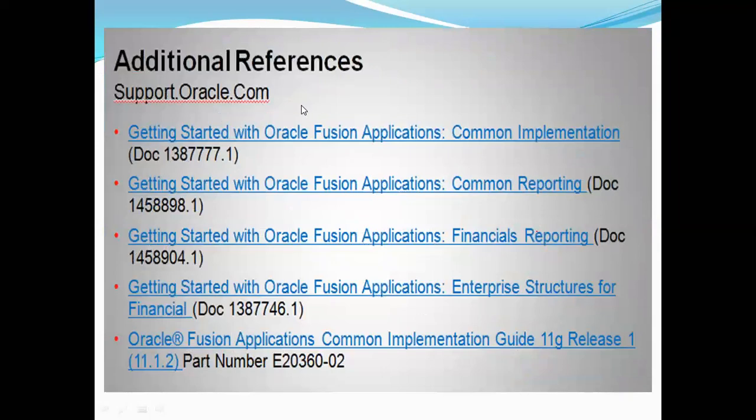So these are the additional references. These additional reference documents are for if you are working in an Oracle company and have access to support.oracle.com, you can just go through these document numbers. You will get some white paper documents, such as common implementation and common reporting, financial reporting. These are white papers or documents which are available on the Oracle website itself. Just open support.oracle.com and use these document numbers. You will get complete details.